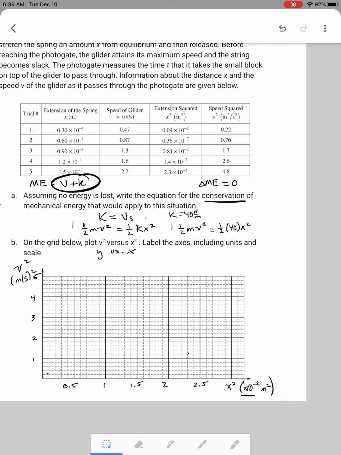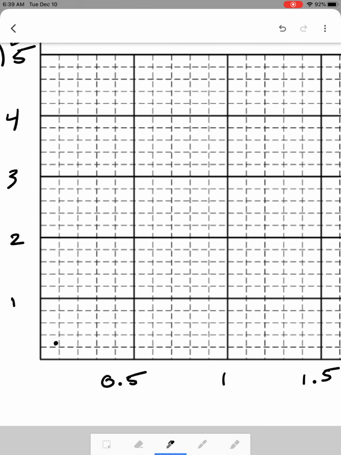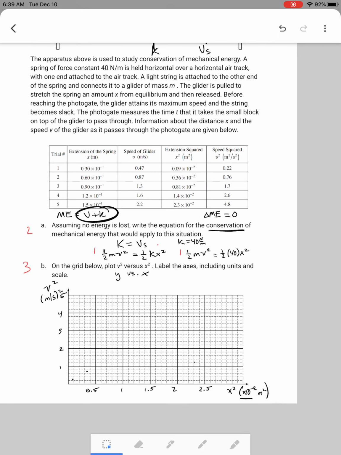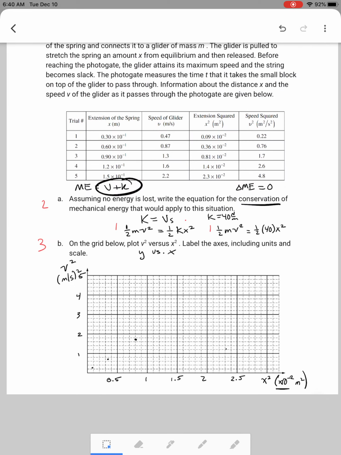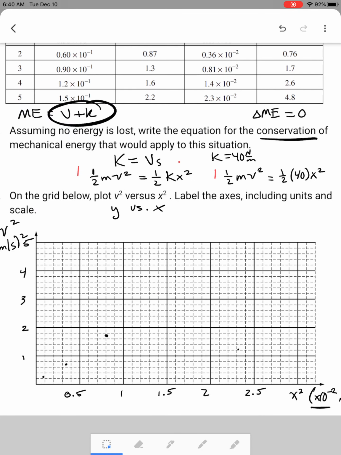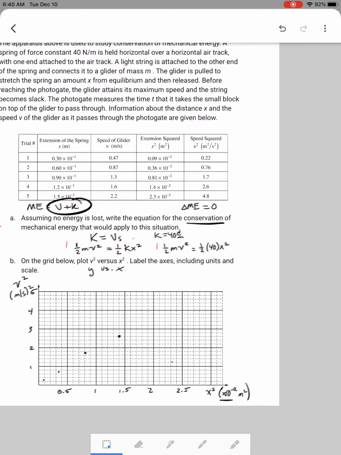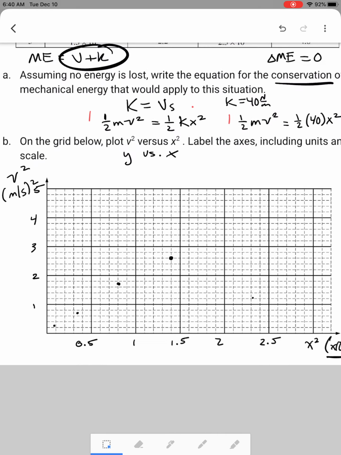Then we've got 0.36 and 0.76, right there. We got 0.81 and 1.7, should be about there. Then 1.4 and 2.6, right there. And finally 2.3 and 4.8, right there.